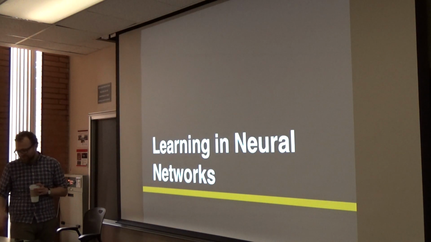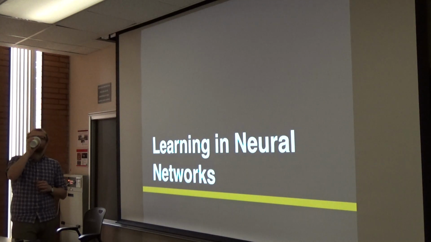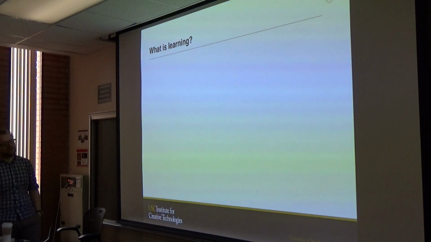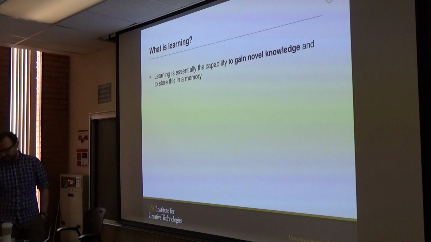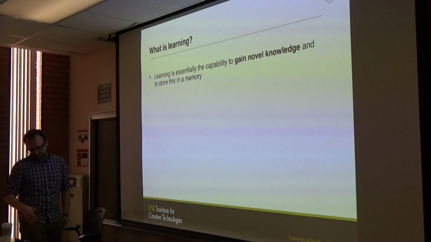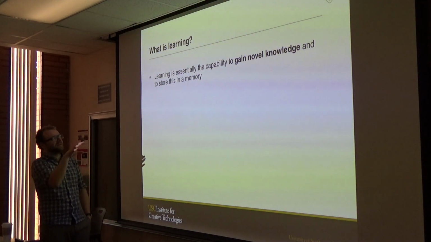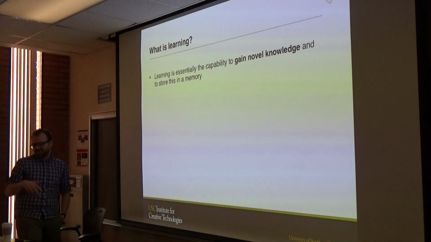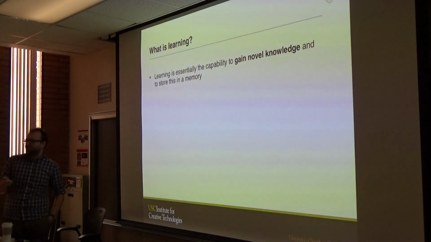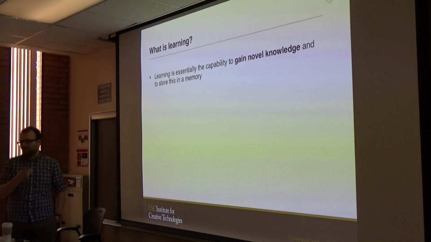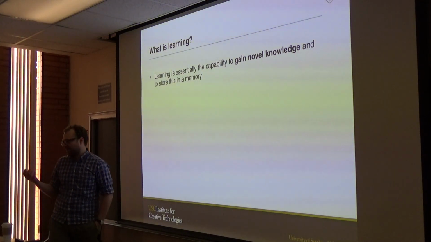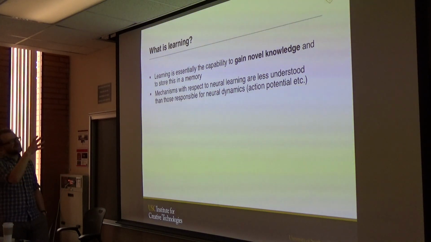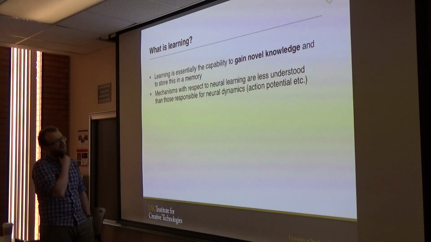Alright, so let's talk about learning in neural networks. We talked about learning before, I think in the first class. Learning is an essential capability of humans: to learn new capabilities, to gain novel knowledge, and to store this so that you can recall this new knowledge after some time has passed. Okay? And so we are interested in the mechanisms that allow neural learning.